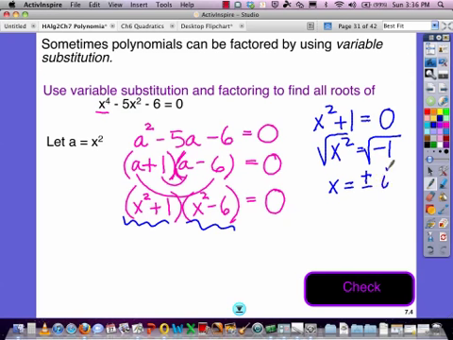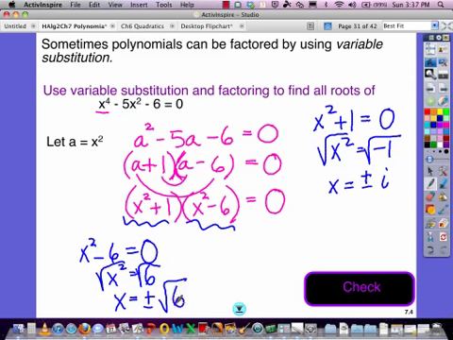Do the same thing over here for your x squared minus 6 set equal to 0. Solve that one. You've got x squared equals 6. You take the square root of both sides. In doing so, you get x equals plus or minus the square root of 6. 6 cannot be simplified, broken down, because there's no perfect square factors in that. So we're looking at 4 solutions right now. Our roots are x equals plus or minus i, and x equals plus or minus root 6.